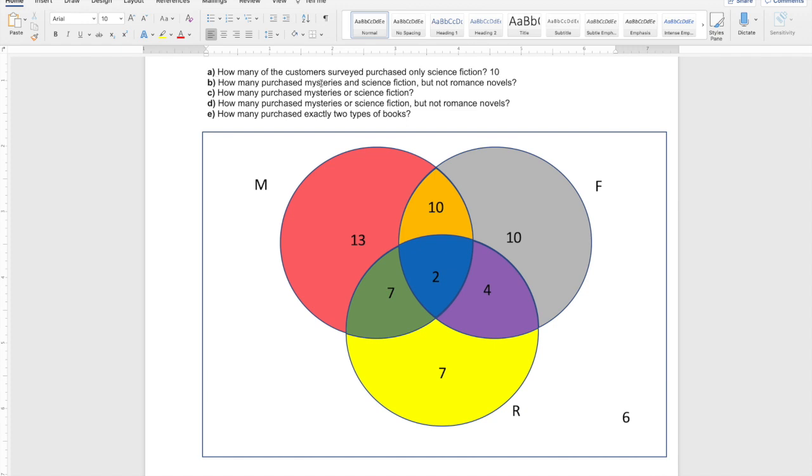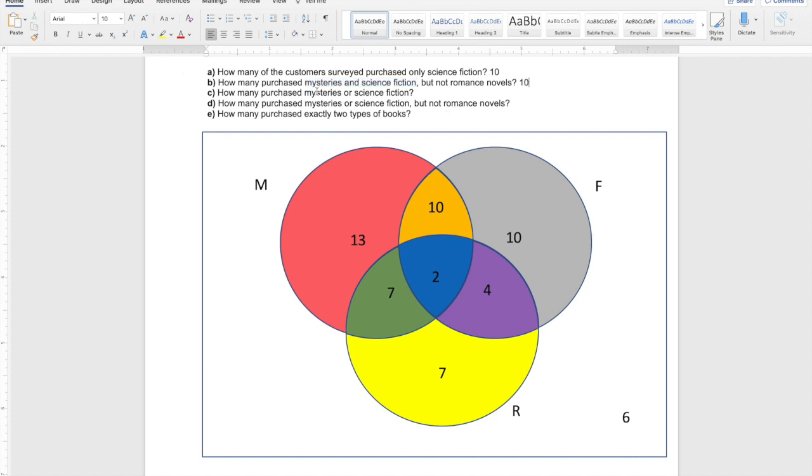Question B, how many purchase mysteries and science fiction? So we want people to have both of those books, mysteries and science fiction, but not romance novels. Mysteries and science fiction people are where the 2 of those circles intersect. So it's this sector here. But the question wants us to exclude all the people who purchased romance novels. So the blue sector needs to not be included into this answer. So just the orange sector, these people purchase mysteries and fiction, but not the romance. So it's 10.